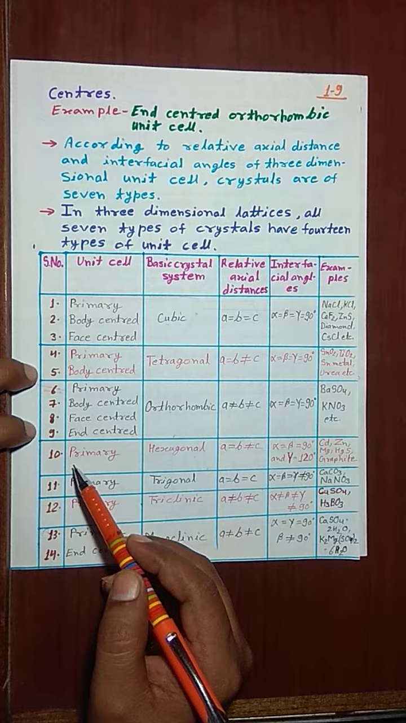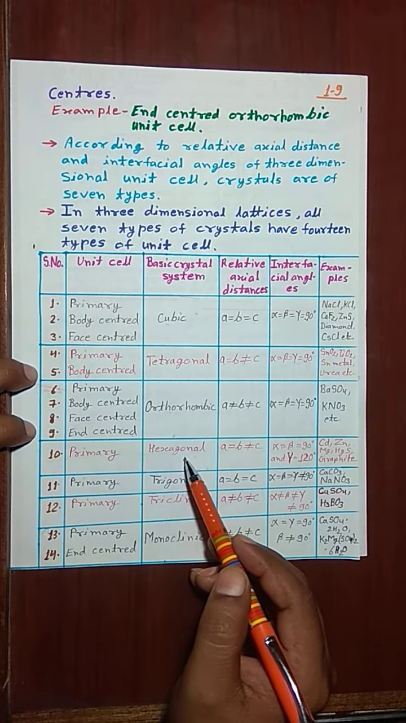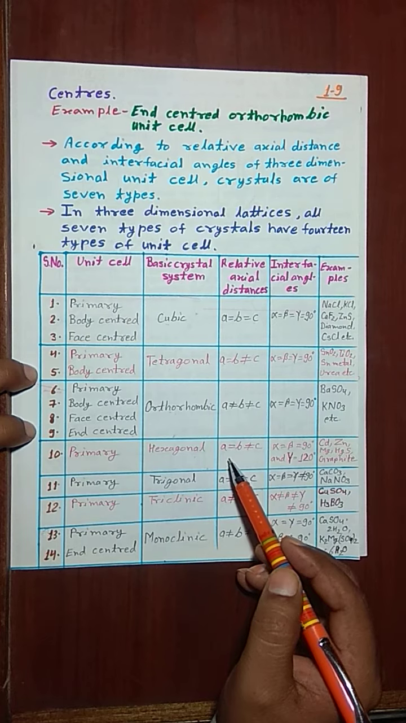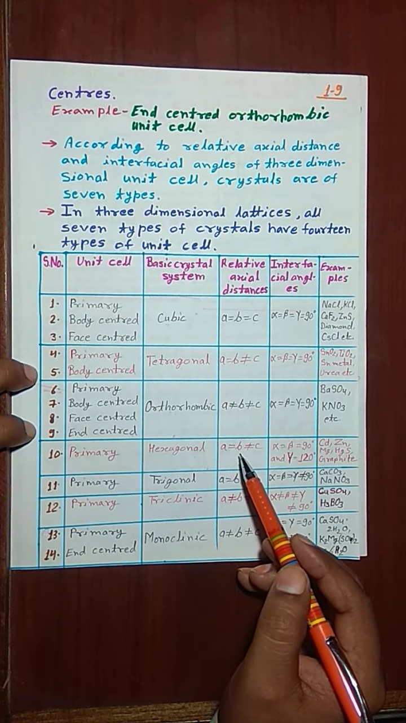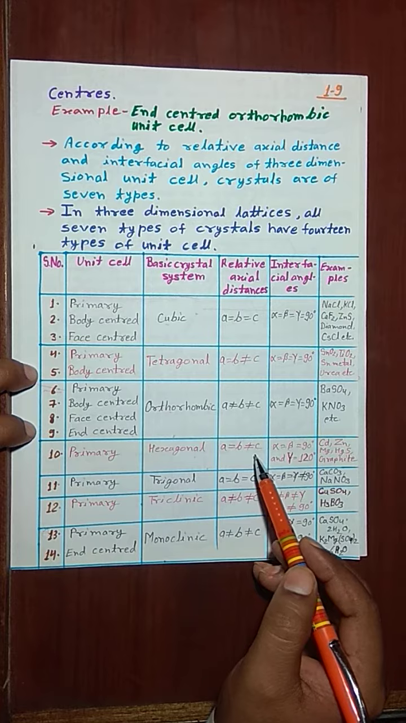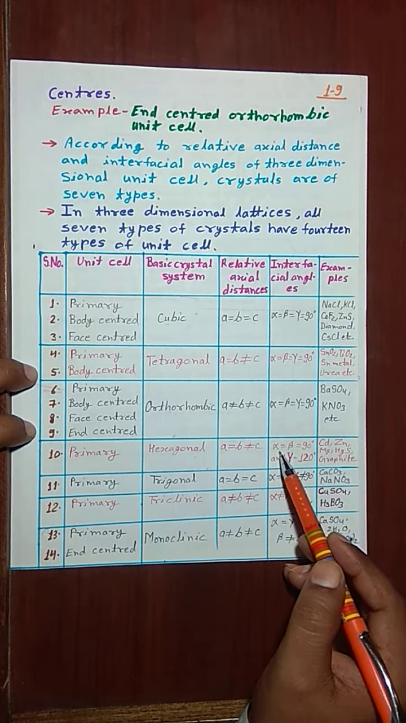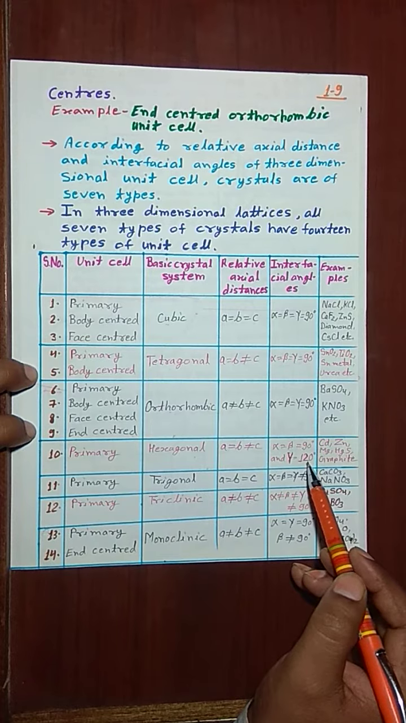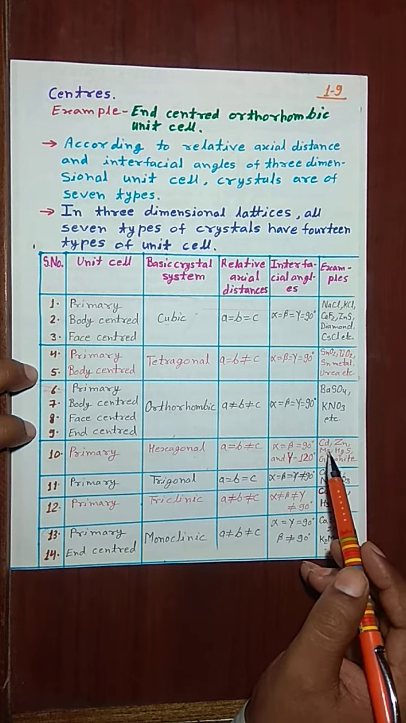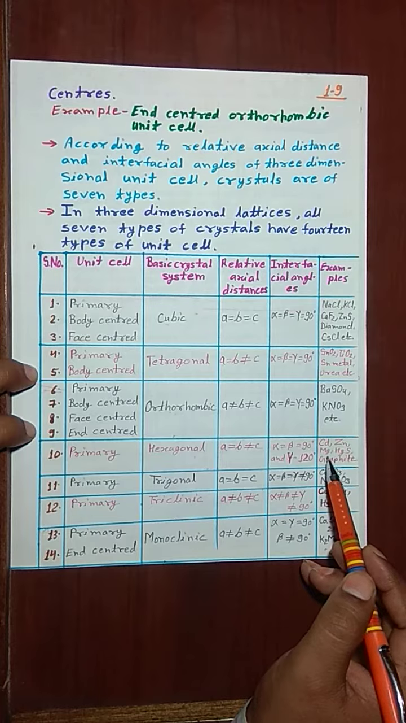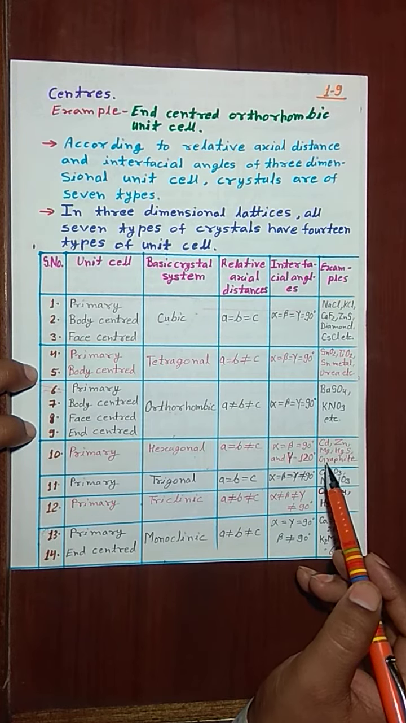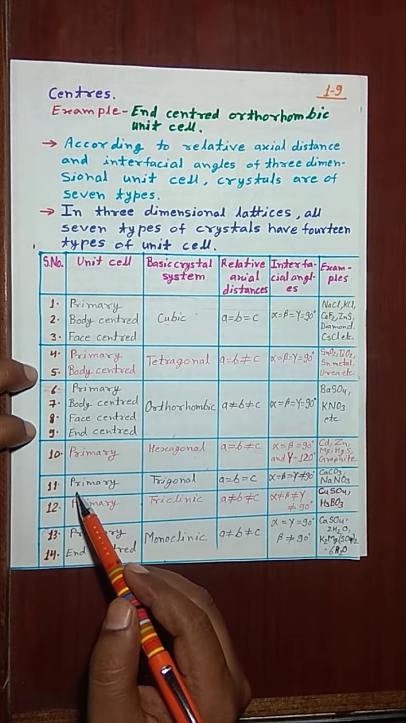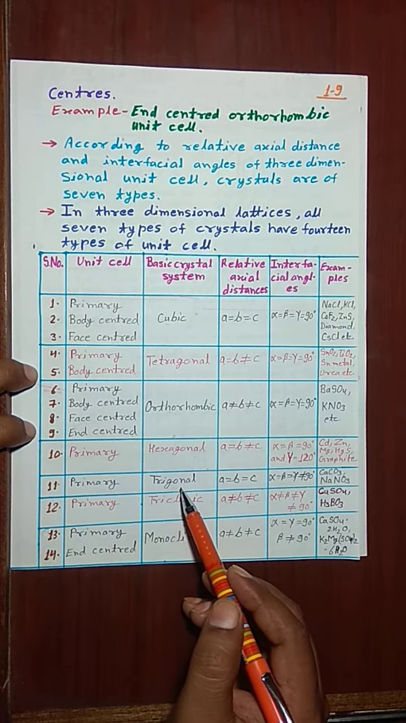And the 10th unit cell is primary hexagonal unit cell. Relative axial distance, A is equal to B but B is not equal to C, and interfacial angles alpha is equal to beta is equal to 90 degrees but gamma is equal to 120 degrees, such as Cd, Zn, Hg, HgS, graphite crystals. Then next type of unit cell is primary trigonal unit cell.